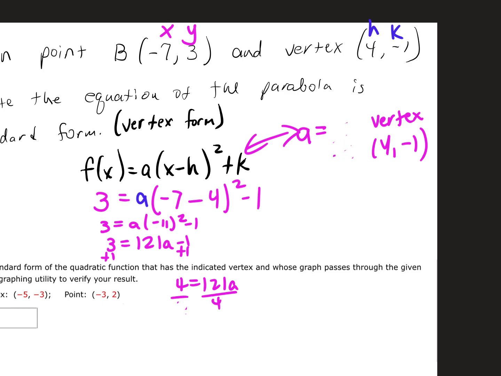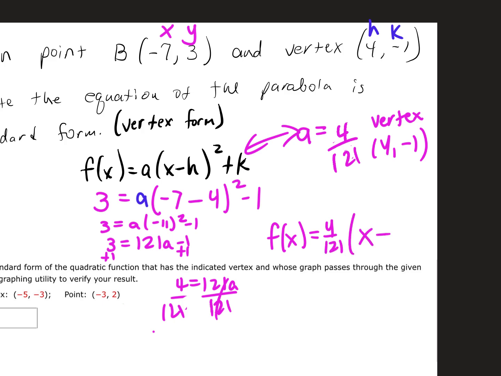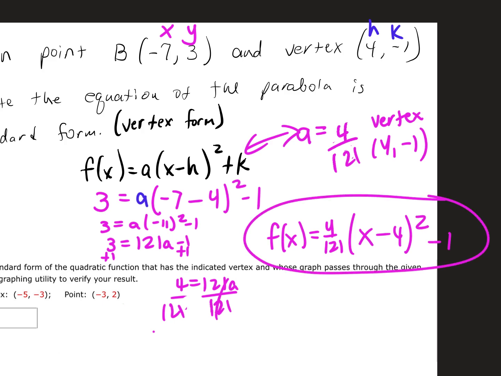Ay, ay, ay. Did I have it written right up here? Yeah. In my mind, I said it right. But do I have the information I need? Yes. F of x equals, what's my a term? 4 over 121 times x minus, what's the x part of my vertex? 4 squared, and then what's the y part? Minus 1. So there we are in vertex form.